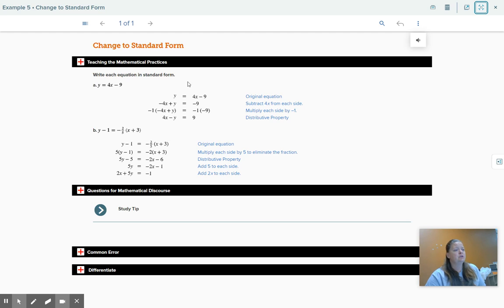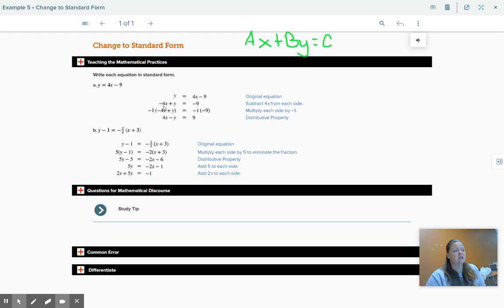So in order to take our original equation and change it to standard form, which just as a reminder, standard form is ax plus by equals c. All right, so we want to get all the variables on one side of the equation and the constant on the other. So to do that, the first thing we have to do is move this 4x over because we want to get it over there with the y. So we're going to subtract 4x from both sides.